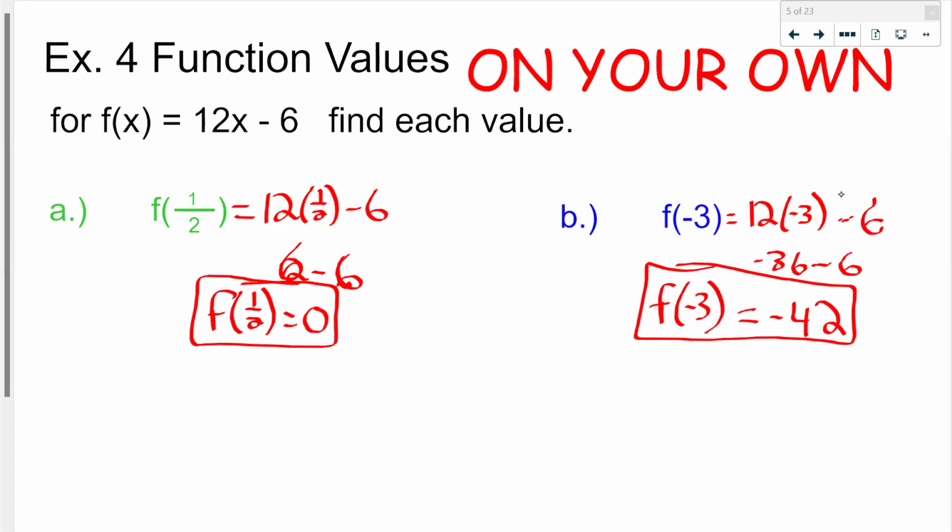All right, so if we take a look here, f of 1/2, you should have gotten 0. And f of -3, you should have gotten -42.